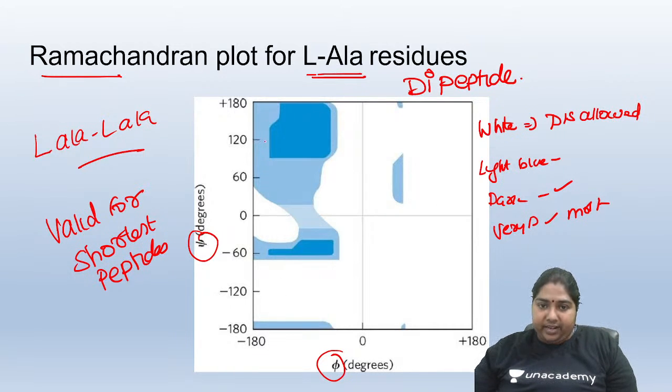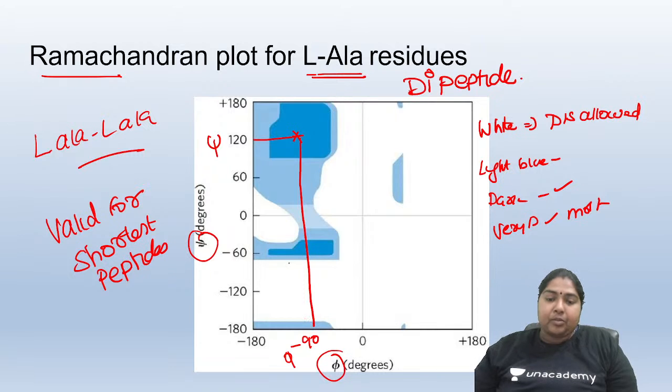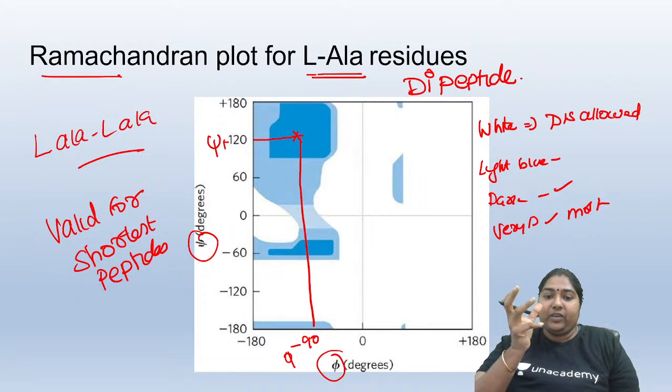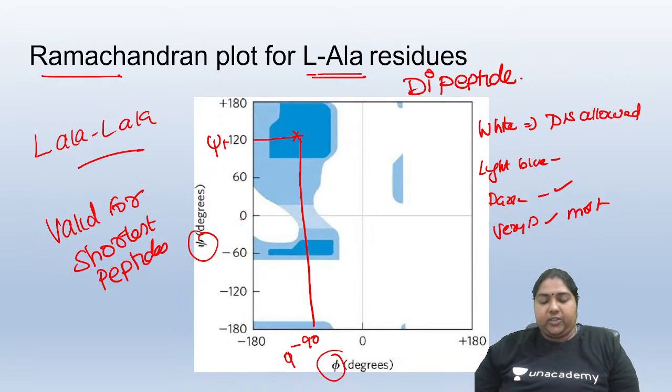On what parameter has this been built up? See, if I am talking about this point, this is going to be the psi angle and this is going to be my phi angle. Maybe my phi angle is going to be minus 90 and my psi angle is going to be plus 120. If an atom or my peptide is lying with this angle, with psi of 120 and phi of minus 90, it is going to have steric hindrance.